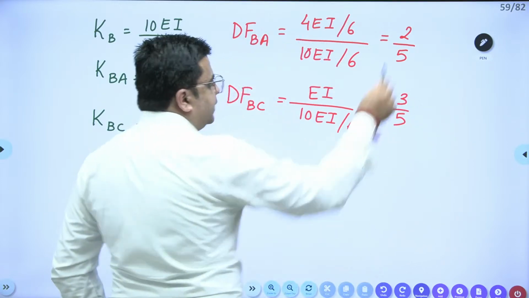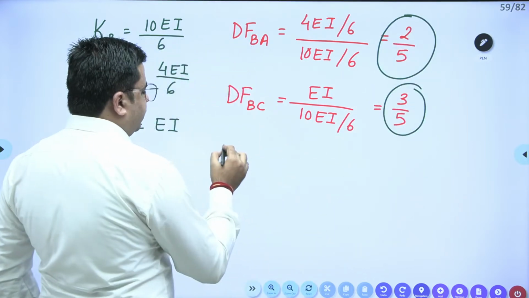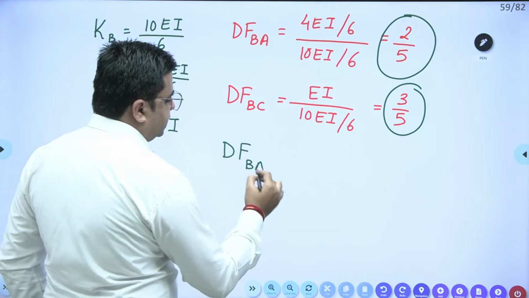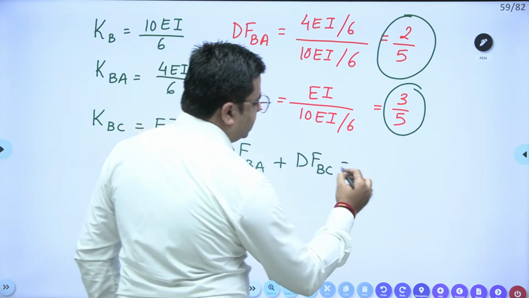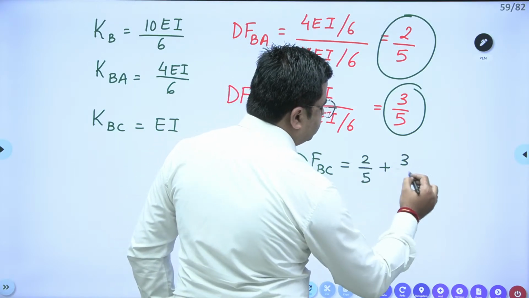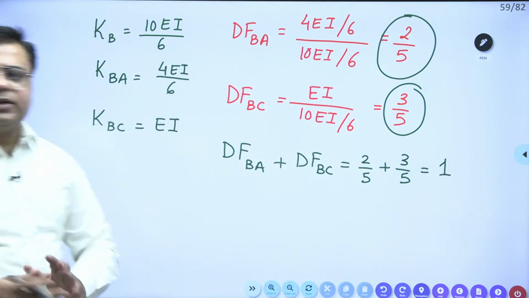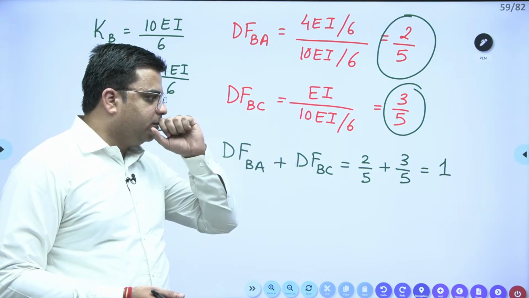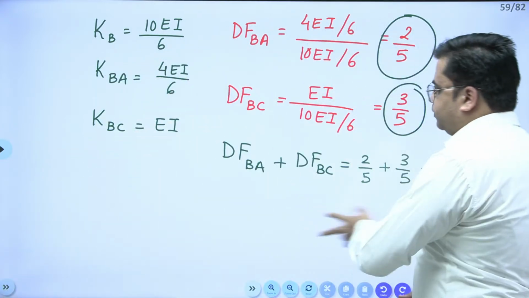As you add these two, you will find that the distribution factor for BA plus the distribution factor for BC is equal to 2 by 5 plus 3 by 5. So this comes out to be 1. So when you add the distribution factors for the individual members at a joint, the sum comes out to be 1. Okay, moving on with this.